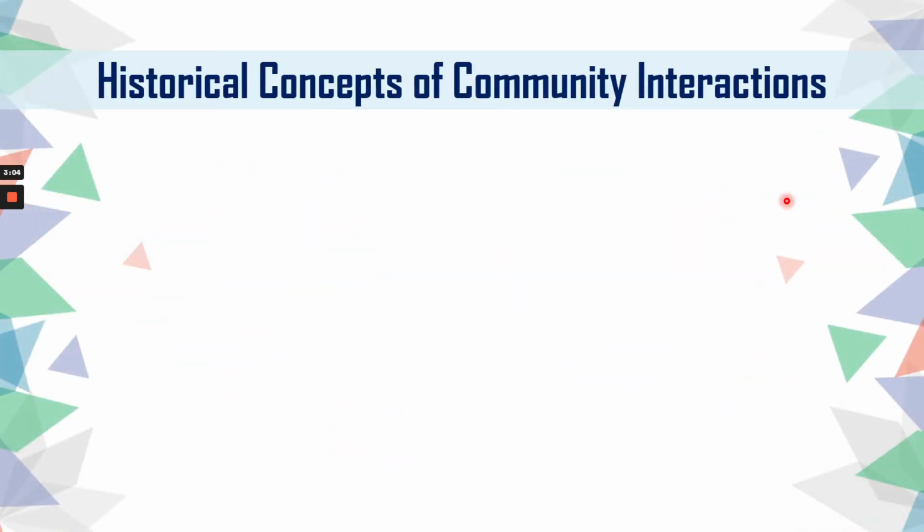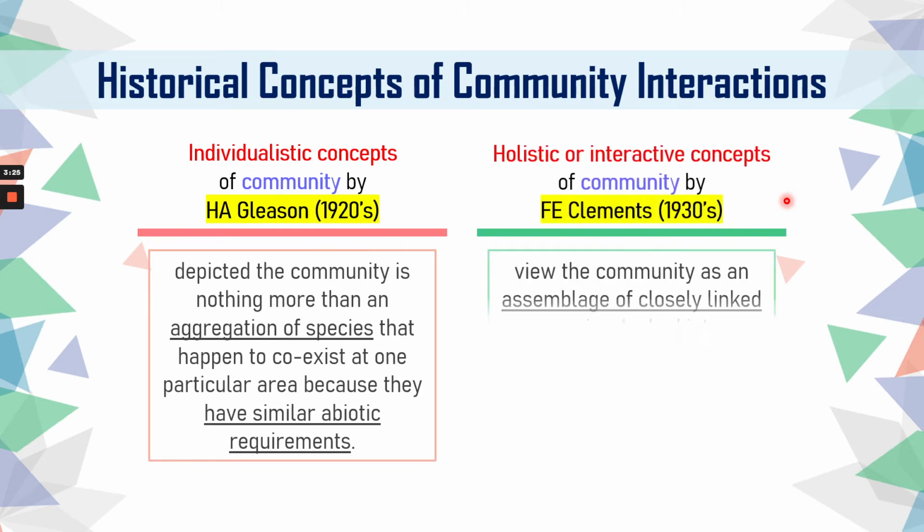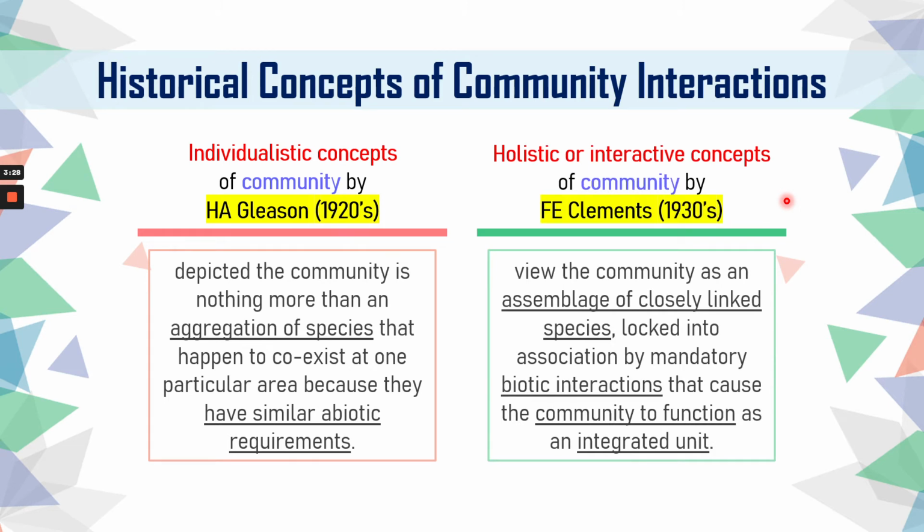The historical concepts of community interactions. Basically, there are two different perspectives. The first one is the individualistic concept by Gleason in 1920. He depicted the community as nothing more than an aggregation of species because they happen to coexist due to having similar abiotic requirements. On the other hand, Clements in the 1930s had his own holistic or interactive concept of community. He viewed the community as an assemblage of closely linked species locked into association by mandatory biotic interaction that causes the community to function as an integrated unit.